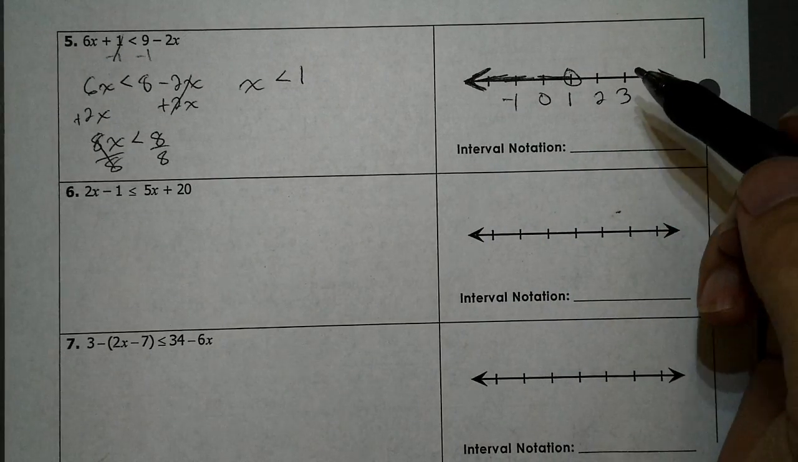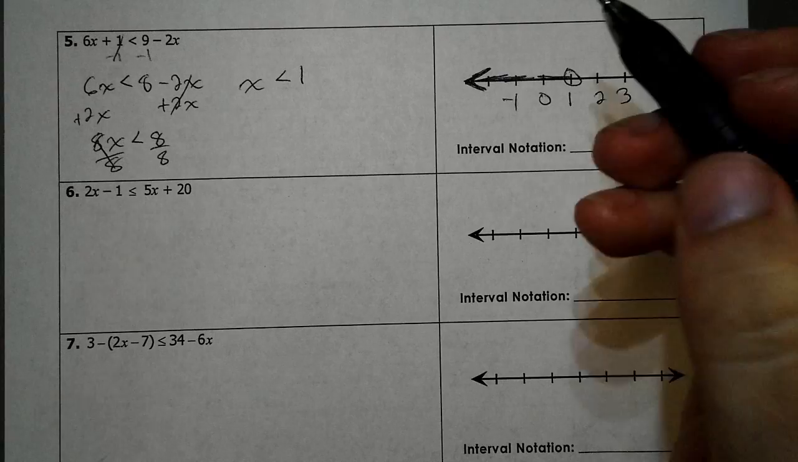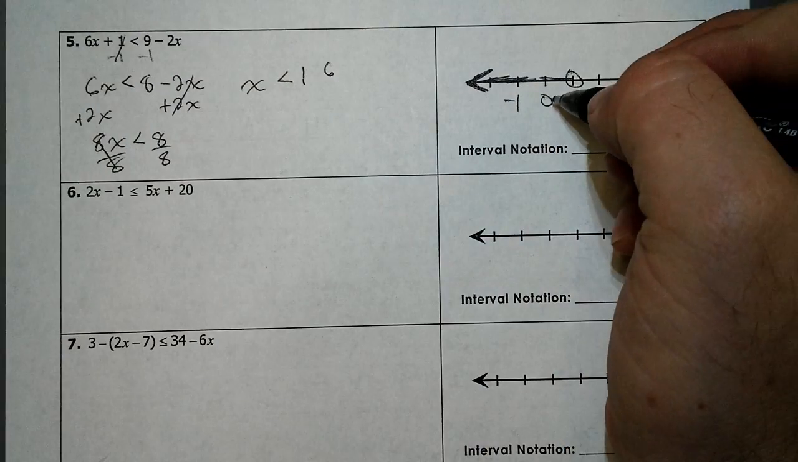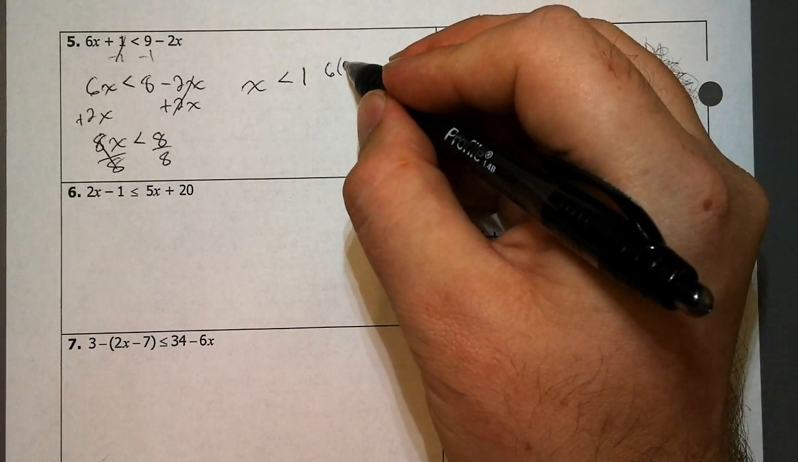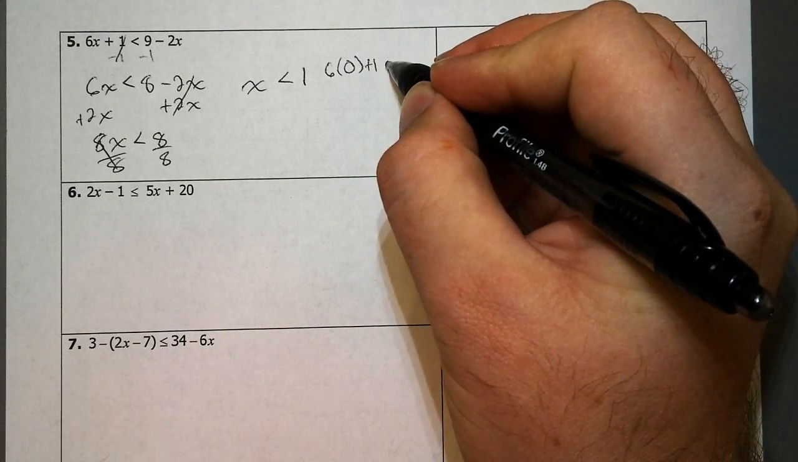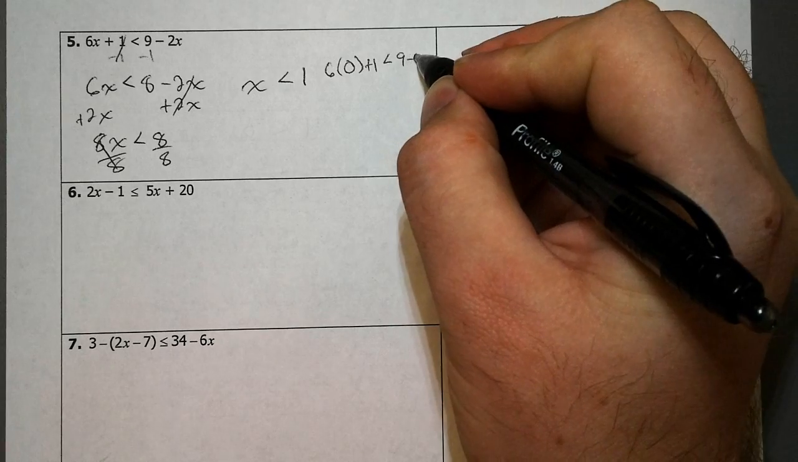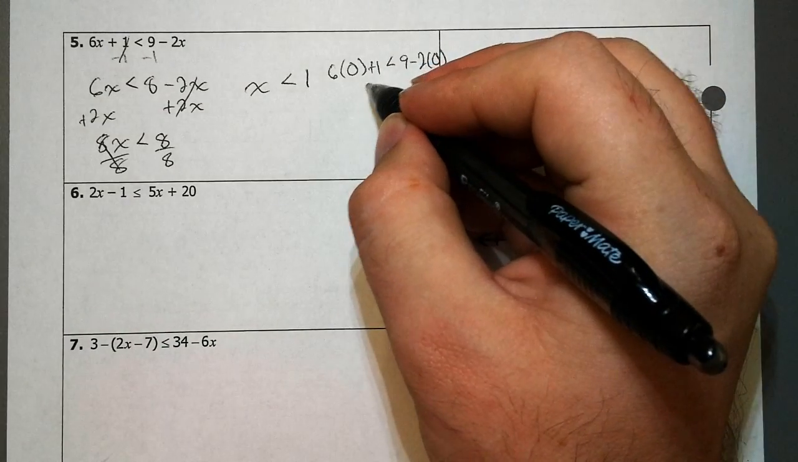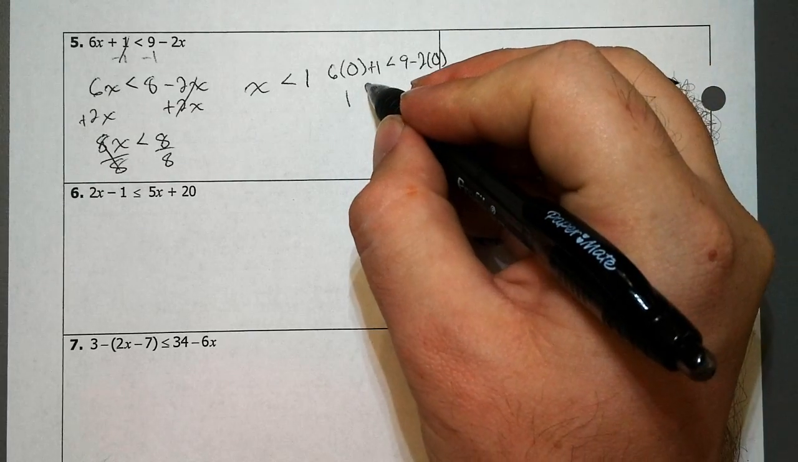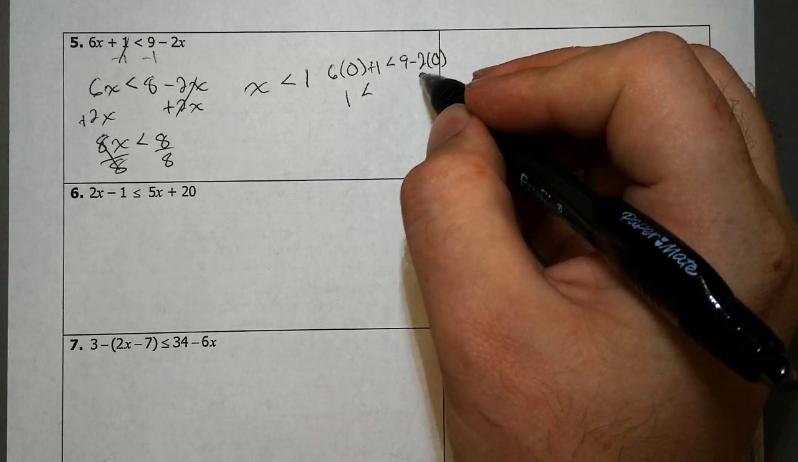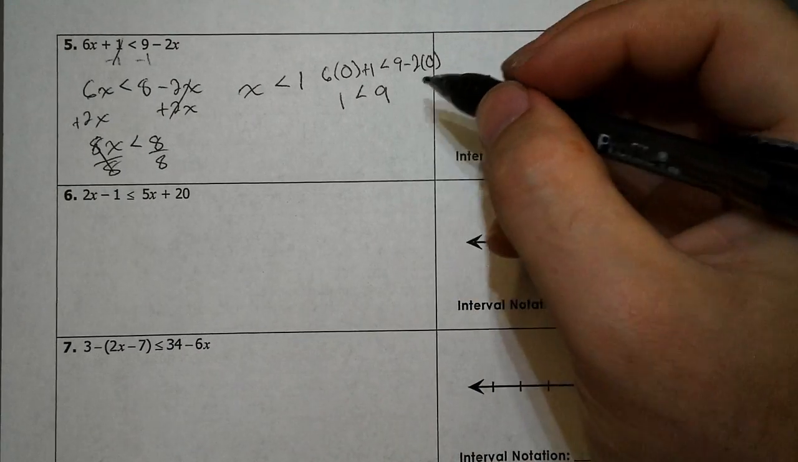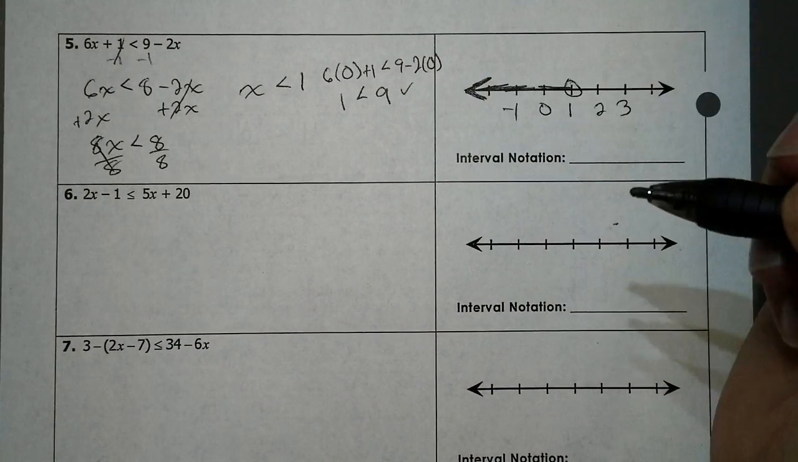Now let's just test a value below and a value above and make sure it's good. So we've got 6 times, let's go ahead and pick 0 for my value below, plus 1 should be less than 9 minus 2 times 0. That's going to be 0 plus 1, which is 1. And then 2 times 0 is 0. 9 minus 0 is 9. And 1 is less than 9, so that one checked out.